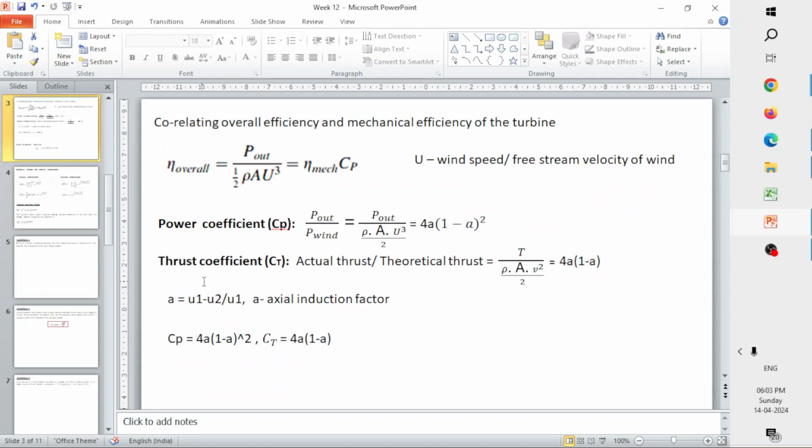So from that point you can calculate your Cp max, that is nothing but your Betz limit, and from knowing your Cp max, you can calculate the value of Ct.